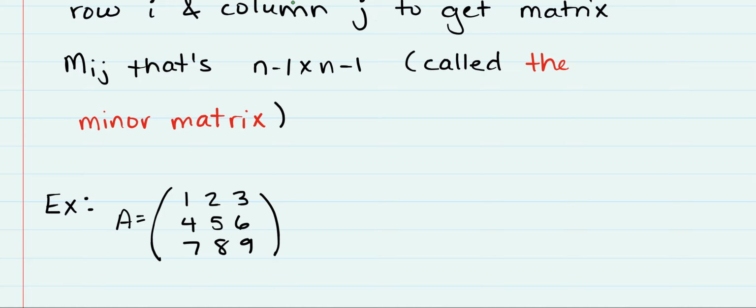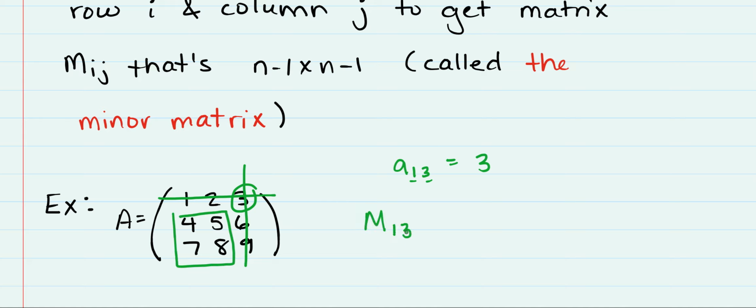Let's choose the entry A13. A13 is this number here, 3. It's in row 1, column 3. We're going to delete row 1 and column 3, and we're going to be left with the submatrix. So M13 is the matrix 4, 5, 7, 8.